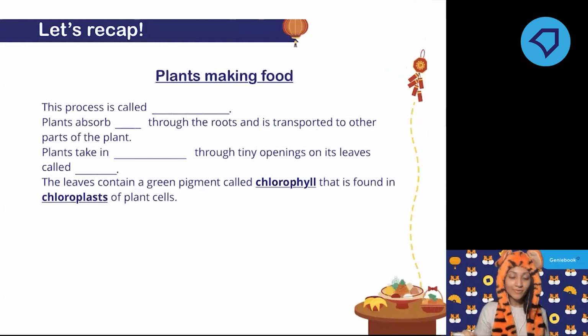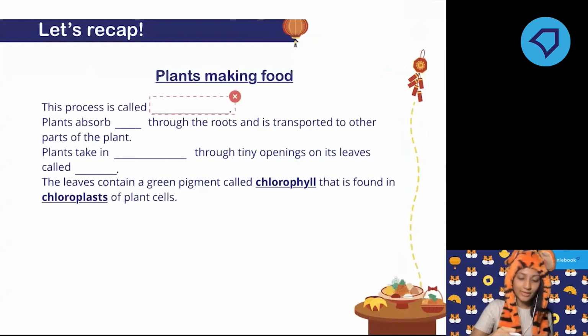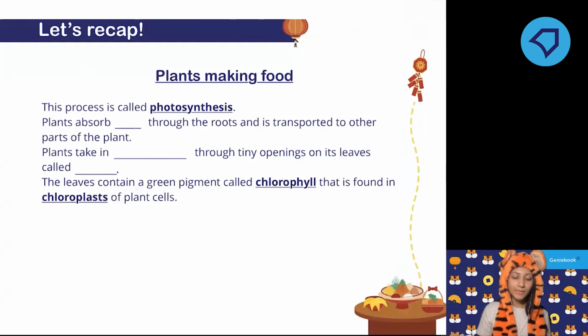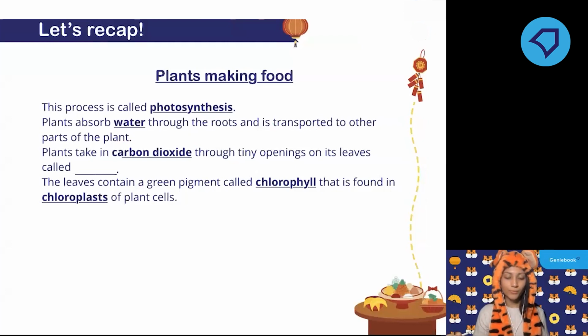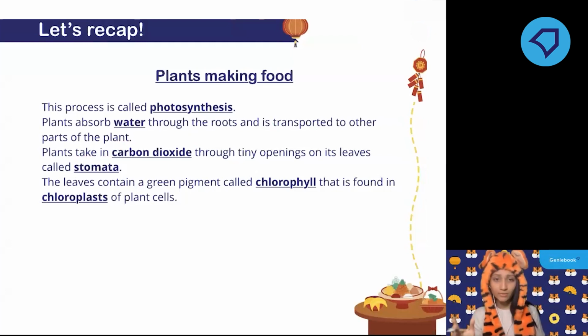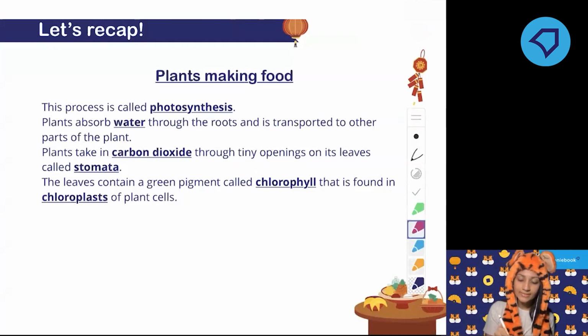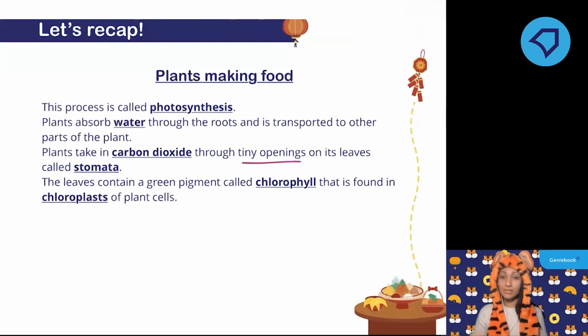Just a summary. This process, by now all of you should know, is called photosynthesis. Plants absorb, as we noticed just now, water through the roots. And then plants take in, spell out carbon dioxide, through tiny openings, which are also known as stomata. In any case you forget the word stomata, the PSLE syllabus accepts you writing tiny openings. It is fine. If you forgot, and you're not sure whether it's stomach or stomata, you just use the words tiny openings.